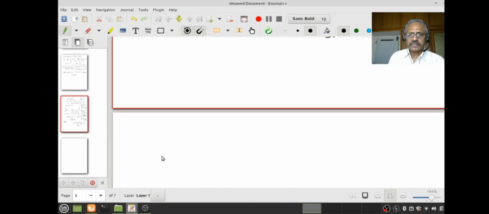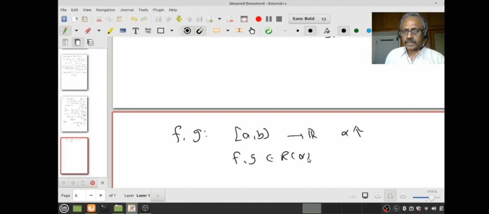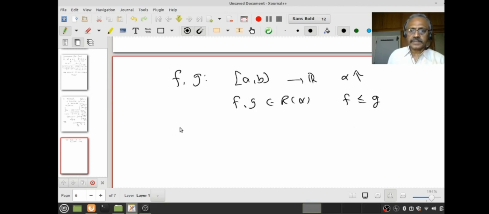But it has an obvious corollary that is most important. What is the obvious corollary? Suppose f and g are defined here and alpha is again increasing, and f, g belong to R of alpha, and let's assume f is less than or equal to g. Then, can you guess what I want to say?